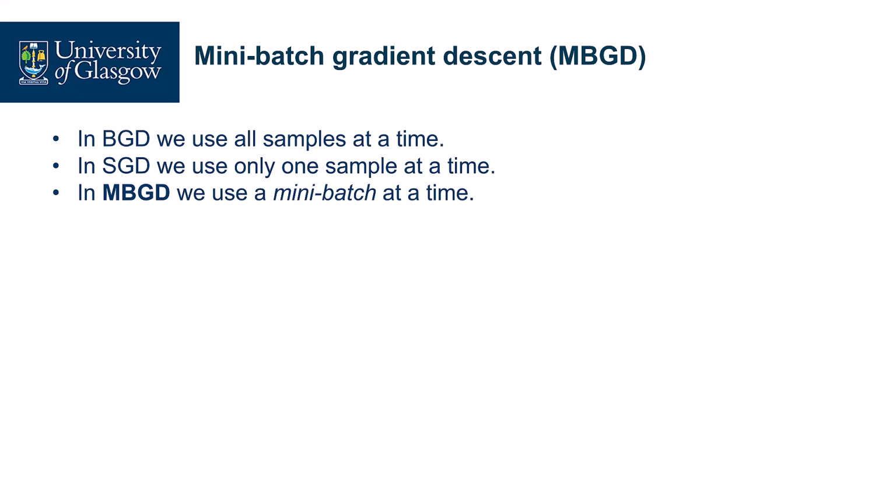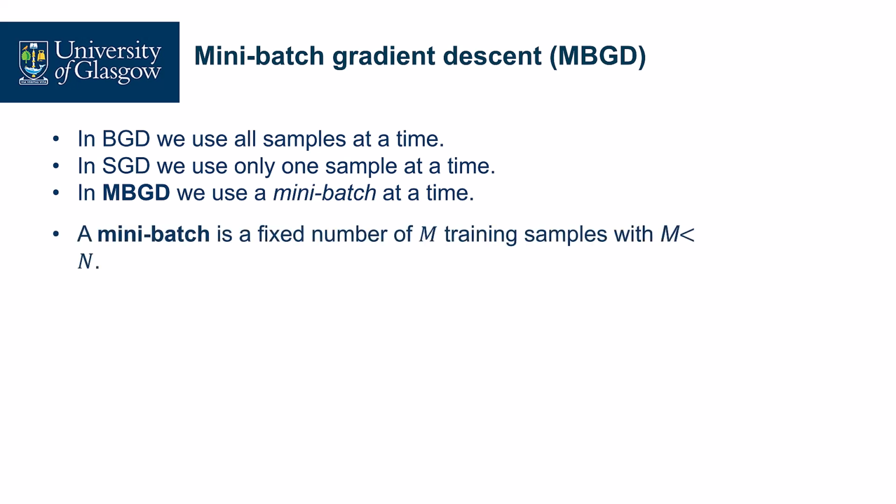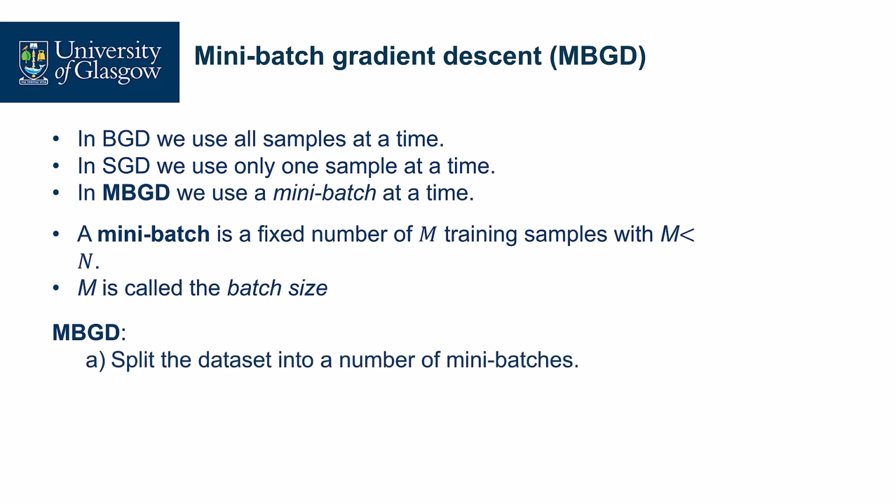So we define a certain number for the mini batch. So what is a mini batch? A mini batch is a fixed number m of training samples. Considering the total number of training samples is N, and m is smaller than that, we call m the batch size. Based on this, MBGD works as follows. First, we split the training data set with a total number of N into a number of mini batches, and each mini batch has the size of m, right?